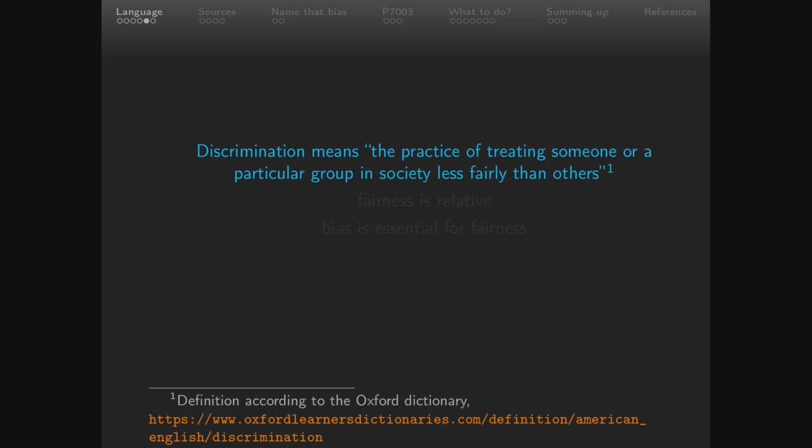So then lastly, going back to the third word there, discrimination means the practice of treating someone or a particular group in society less fairly than others. And so what we've established here is that fairness is relative, but that also bias is essential for fairness.